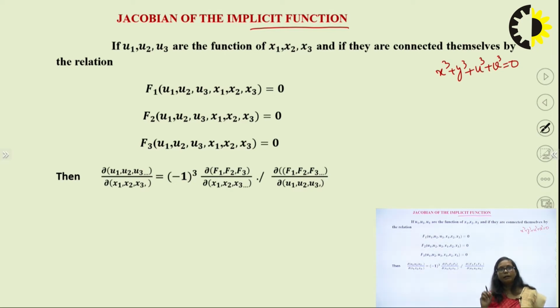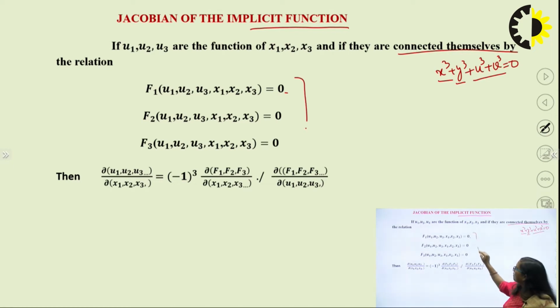So the next topic we have is the Jacobian of implicit functions. If I'm not able to write the dependent variable in terms of independent variables, then how do we find the Jacobian of such functions? So if u1, u2, u3 are functions of x1, x2, x3, and they are connected to themselves by a relation of the type f1, f2, f3, which are the notation for these three relations, f1 is a function of u1, u2, u3, x1, x2, x3 equal to 0. f2 is also a function of all these 6 variables. f3 is also a function of all these 6 variables.